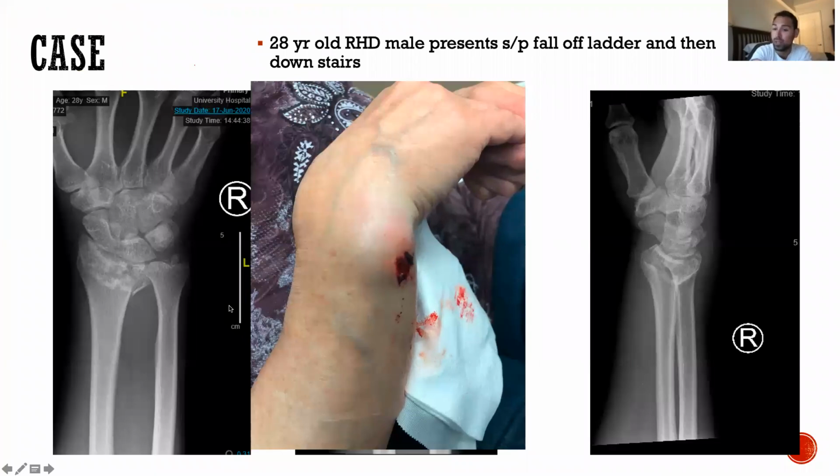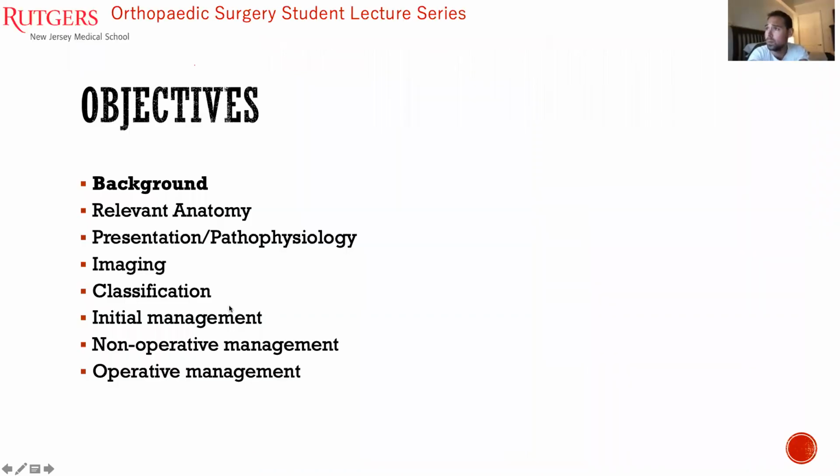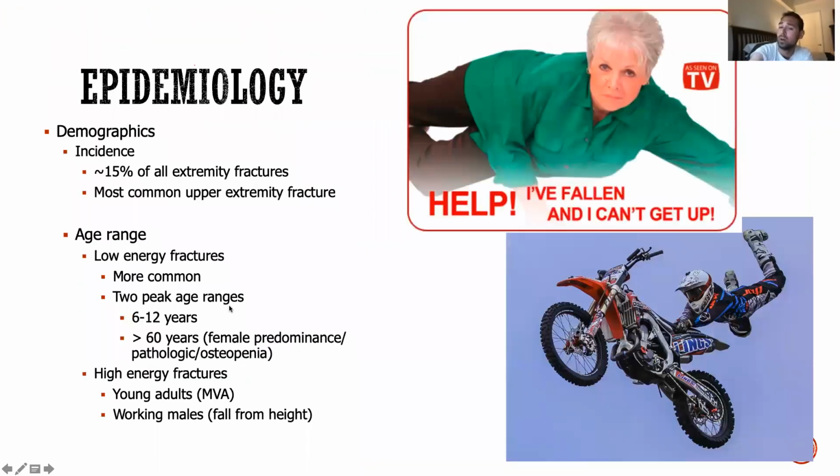And that's a wrist. It's not his wrist. It's some old lady's wrist from another consult, but it is representative of what you could possibly see with this. So moving on to the background. A little bit about the epidemiology of these and why they're important, okay?